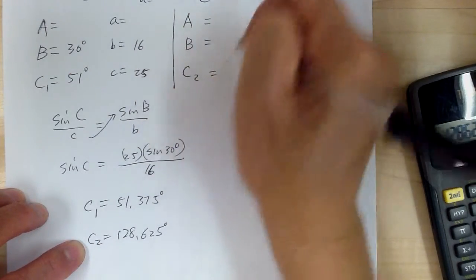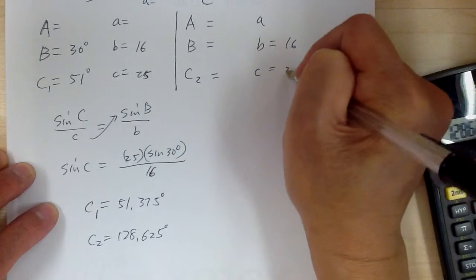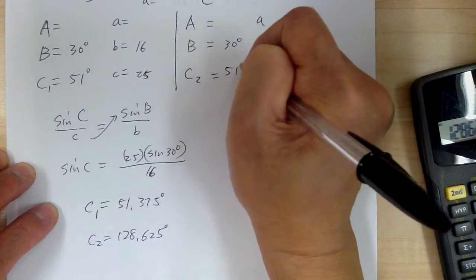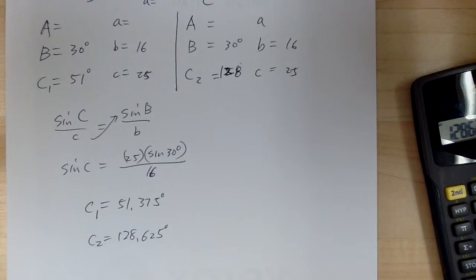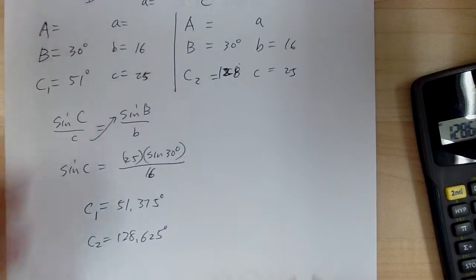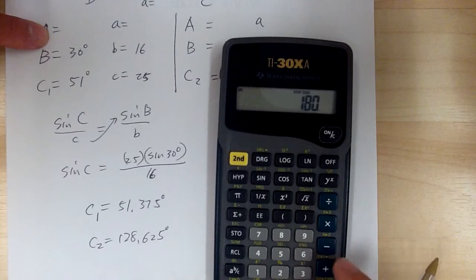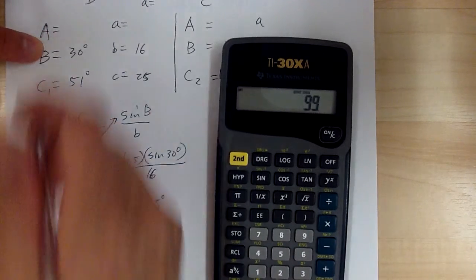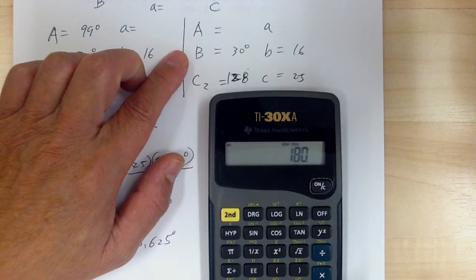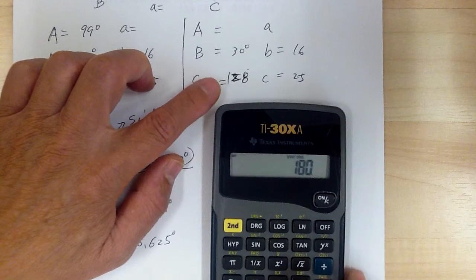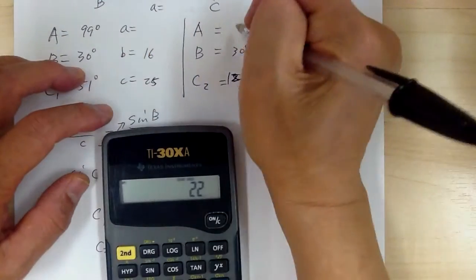Okay. So before you get any further, you need to go and do all this first. 128 degrees. Okay. Then once you find this angle, you can find this angle by using the sum of the angles equal to 180, right? So go 180 minus 30 minus 51 equal, this would be 99 degrees. This one over here, 180 minus 30 minus 128 equal 22 degrees.